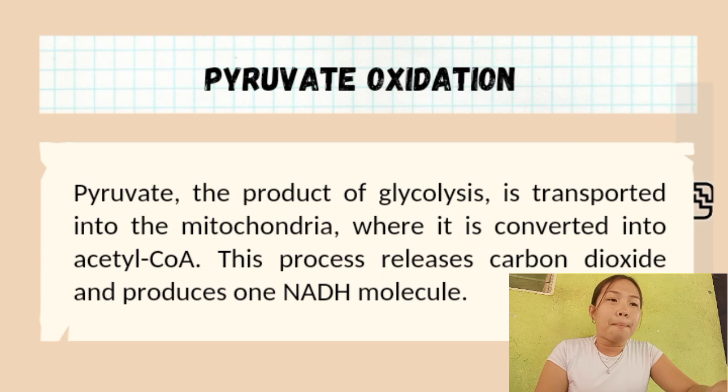Next is the pyruvate oxidation. So we talked earlier about pyruvate oxidation. So what is pyruvate oxidation? This is the product of glycolysis. It's transported into the mitochondria, where it is converted into acetyl coenzyme A. This process releases carbon dioxide and produces one NADH molecule.